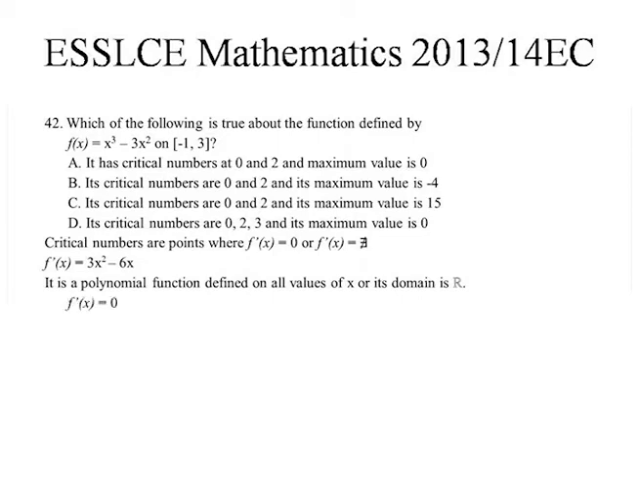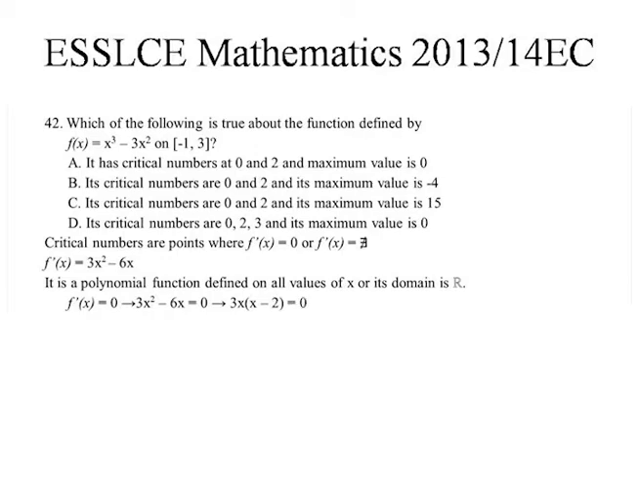F derivative of x is equal to 0, meaning 3x squared minus 6x is equal to 0. Taking out 3x as a common factor, we will find 3x squared divided by 3x is x, minus 6x divided by 3x is 2, which is equal to 0.